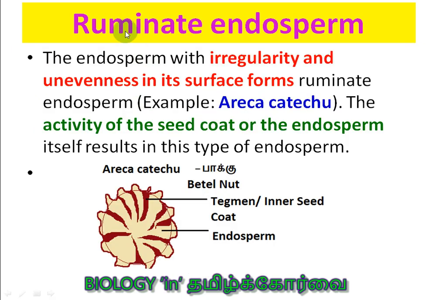Now the fourth type is ruminate endosperm. This is an entirely different kind of endosperm, students. The endosperm with irregularity and unevenness in its surface forms ruminate endosperm. That is the point to be noted here. It is a separate category of endosperm, not coming under nuclear, cellular or helobial type. The major point to be noted is irregularity and unevenness in its surface. Examples: Areca, cashew. In Tamil, areca is called பாக்கு, betel nut.